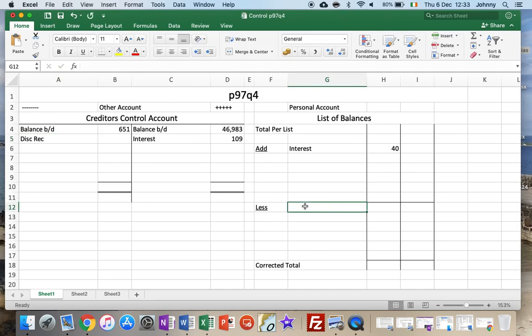And I'll have it in the less over here. And because I put it in as allowed, which would have made it a plus, I'm going to have to double it to make it into a minus. So it's 154 times 2. Oh, sorry, I put it in the wrong place.